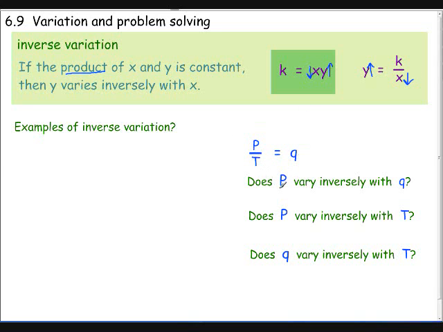Let's look at this one. Does P vary inversely with Q? Well, assuming now that T isn't changing, if P is going up, what is going to happen to Q? Well, it's going to go up also, isn't it? So, no. Let's try another one. Does P vary inversely with T? As P goes up, assuming Q can't change, T would have to go up also. So no.